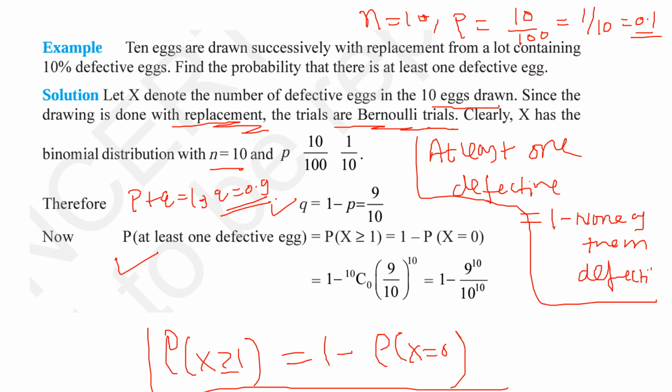So we have to find the probability that there is at least one defective. So at least one defective equals 1 minus none of them defective. So 1 minus P of x equal to 0, because none of them is defective. After solving, you will get this value. So this is our answer.